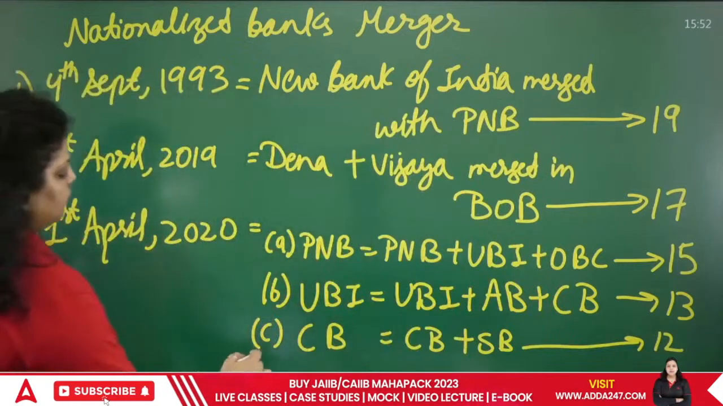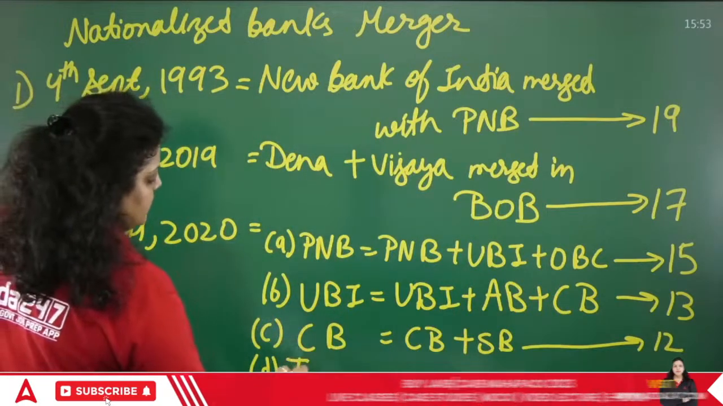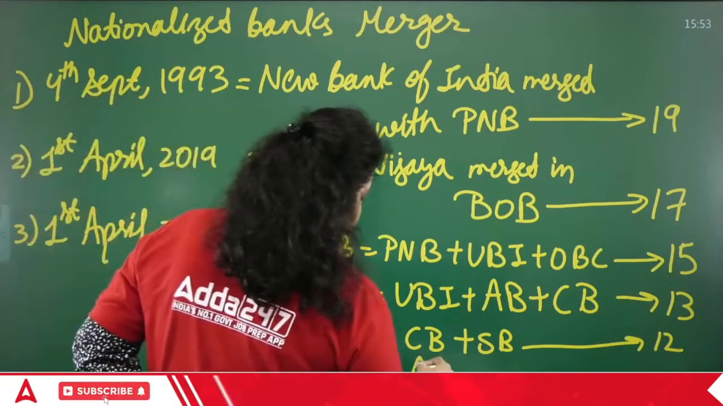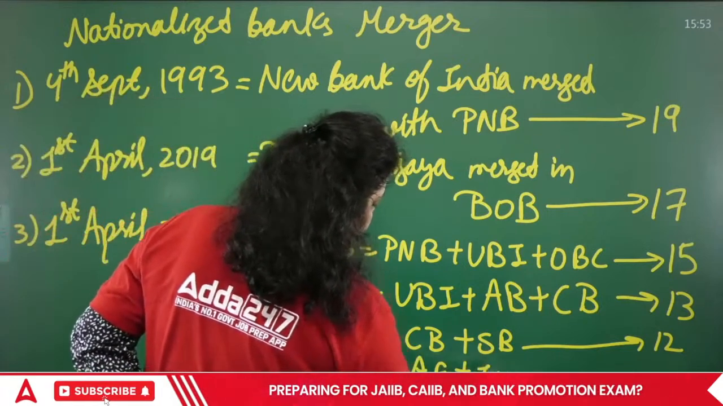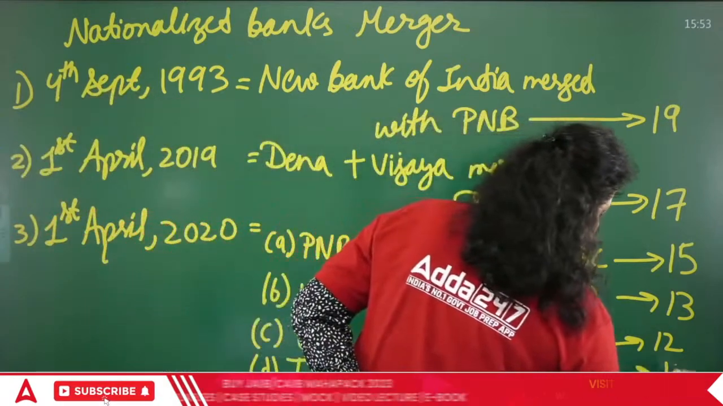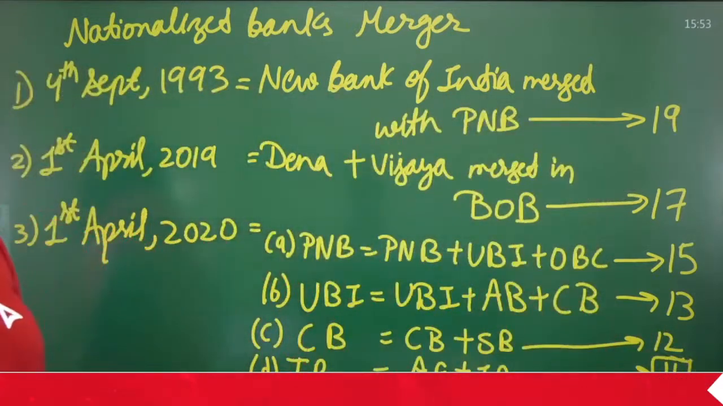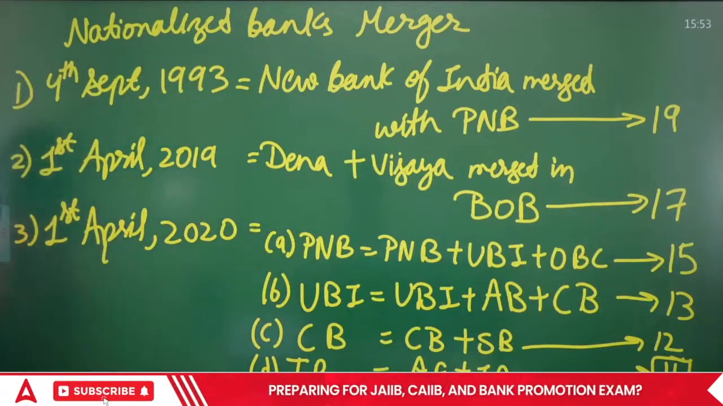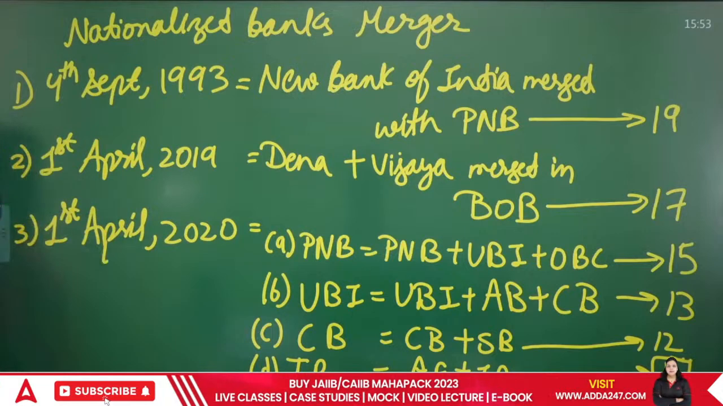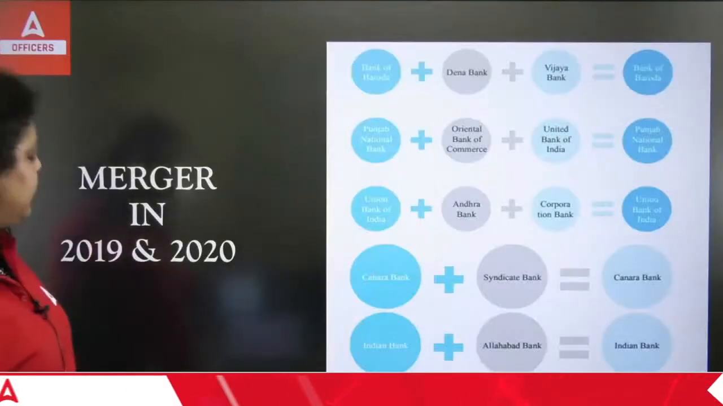And the last merger was Indian Bank. Allahabad Bank and Indian Bank were merged, and after that we were left with 11 nationalized banks, and this is how many banks we have right now. So these are the mergers of nationalized banks. Clear? So right now we have how many banks? We have 11 nationalized banks.